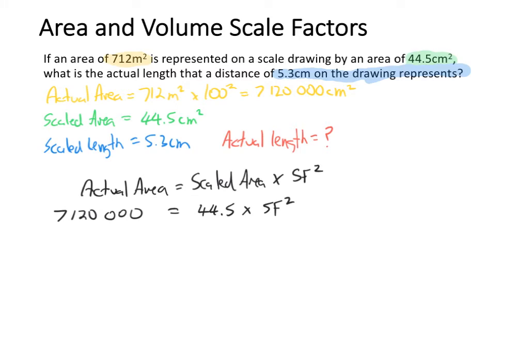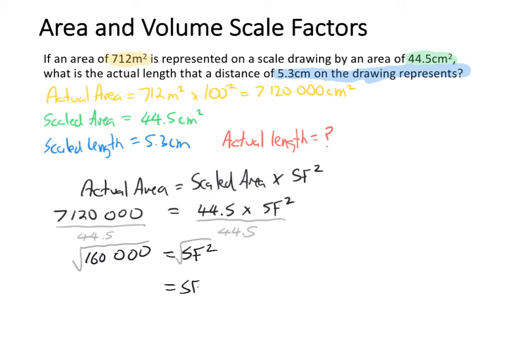So I'm going to start rearranging my equation until I get the scale factor value by itself. First I'm going to divide both sides by 44.5. That leaves me with 160,000 is equal to the scale factor squared. Now to calculate the scale factor, I need to square root both sides. So the scale factor is equal to the square root of 160,000. So my scale factor is therefore equal to 400.